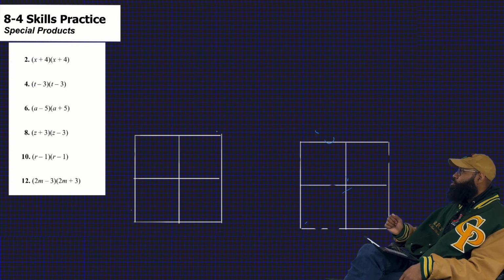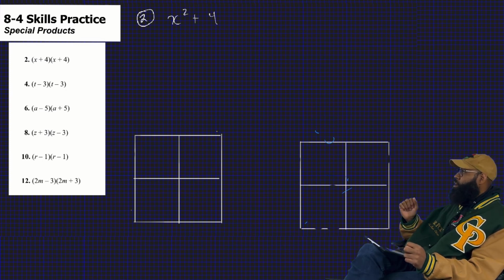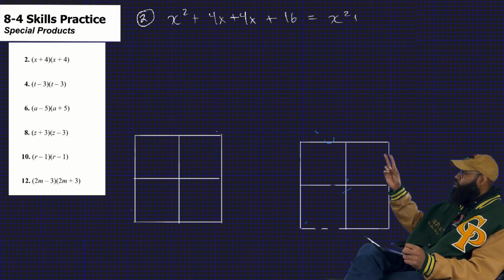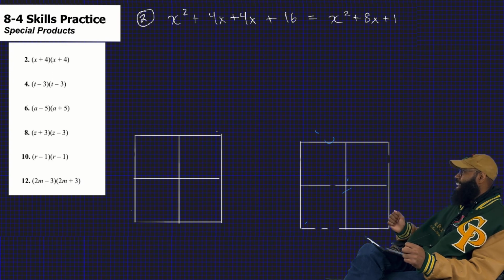Here we go, guys. Number 2, going back to the simplicity of x plus 4 times x plus 4, so x times x is x squared. X times 4 is 4x, 4 times x is 4x, and 4 times 4 is 16. Again, your 2 middle terms, 4x and 4x, add up to 8x.